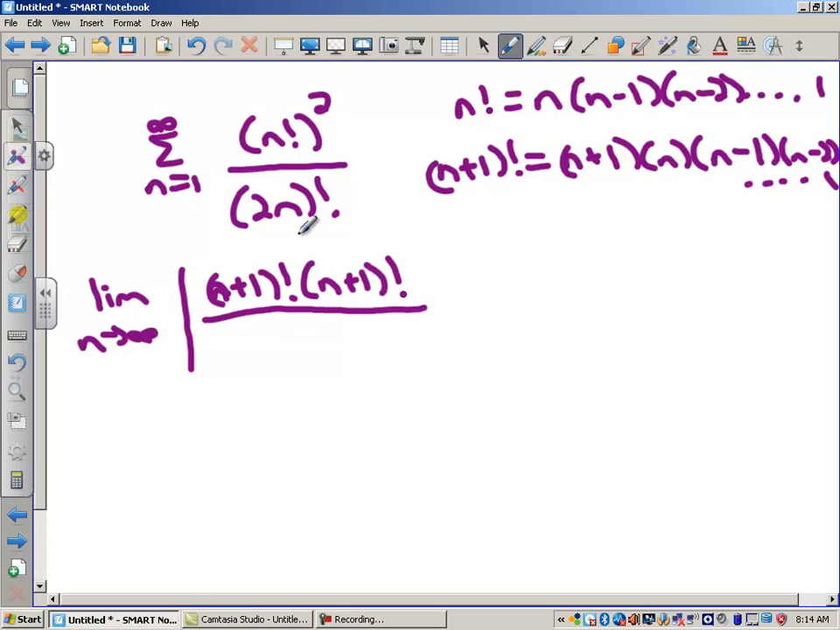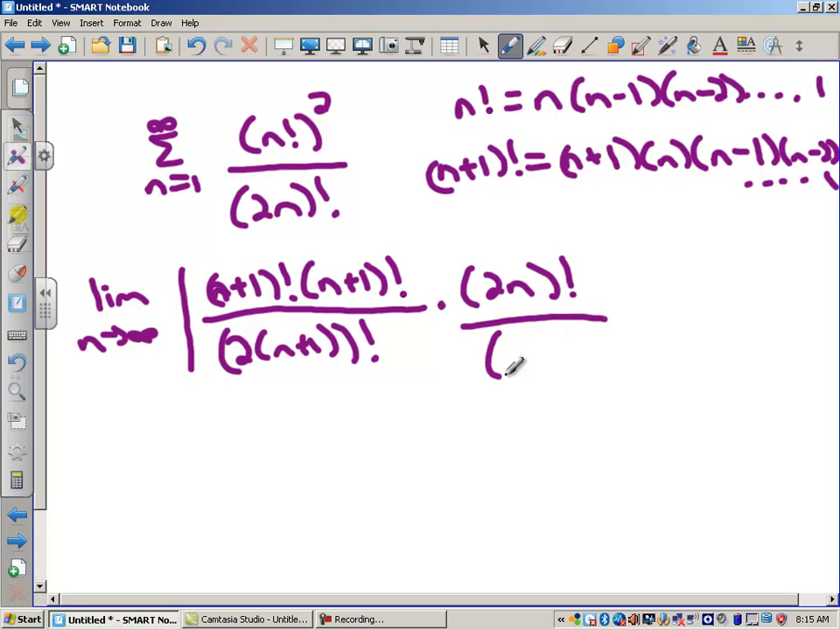And on the bottom, if we replace n with n plus 1, you're going to get 2 times n plus 1 factorial. And I'm going to divide this by the previous term. Now, the way you divide fractions you learned in 7th grade is you flip it over and multiply. So I'm going to multiply by the reciprocal of this. This is the previous term, 2n factorial over n factorial squared. And I'm going to compute this limit. And let's see what happens here.